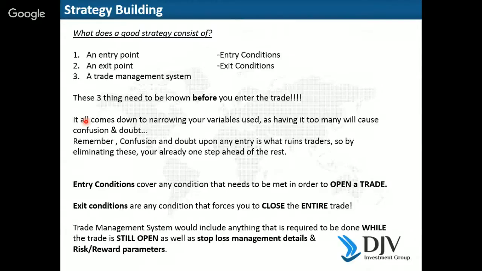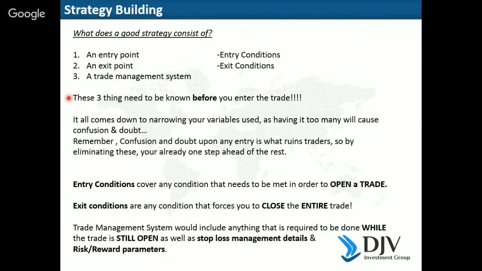So remember, there's three sections. We've got entry conditions, exit conditions, and a trade management system. Remember, these three things need to be known before you even enter a trade. And the fact is, I'm talking about live trading.